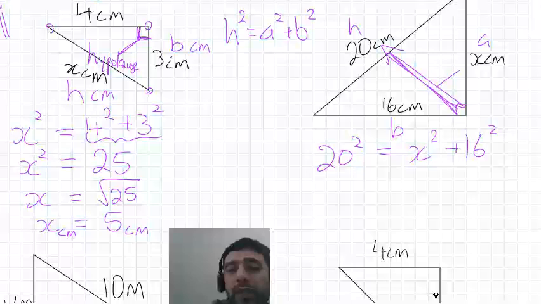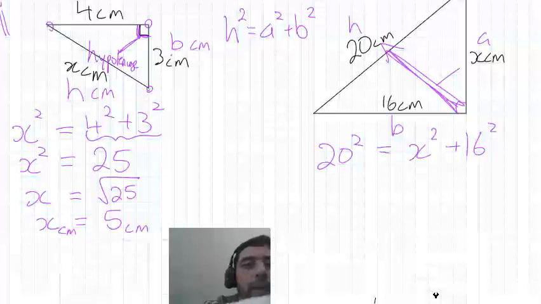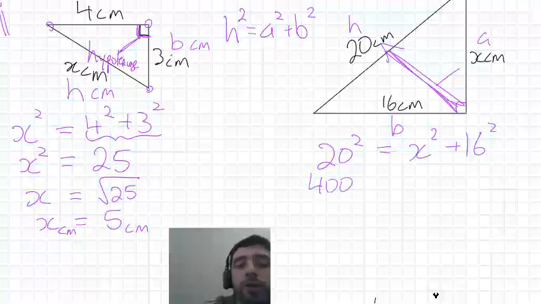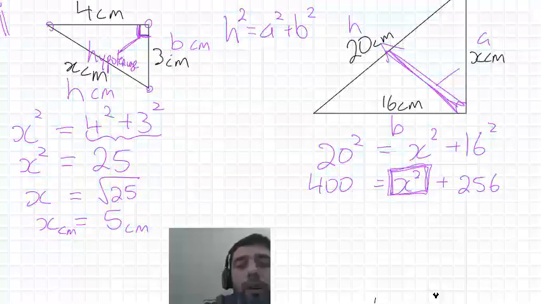I can put pieces into the calculator. Might just stretch this screen a little bit, move that out of the way. I can put 20 squared into the calculator. It gives me 400. I can put 16 squared into the calculator. I believe I get 256. But I don't know what x squared is. Well, here's something that you guys have been doing for ages. If I just pretend this is a box, 400 is something plus 256.